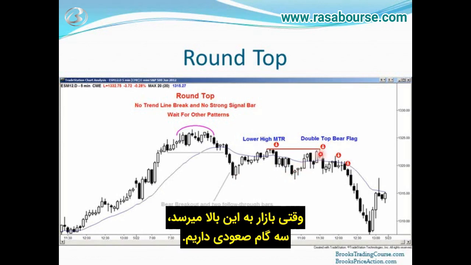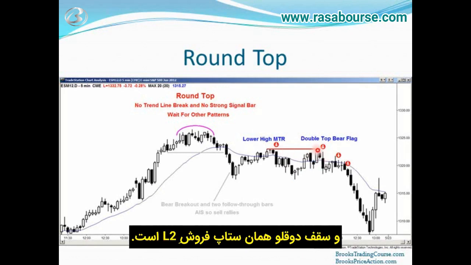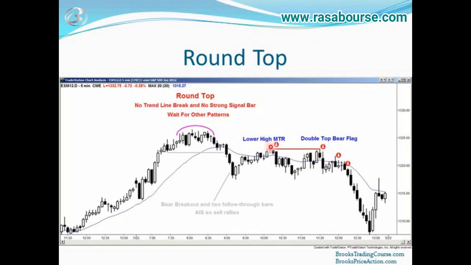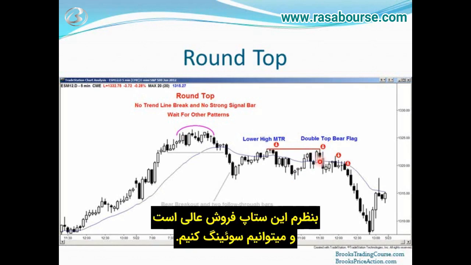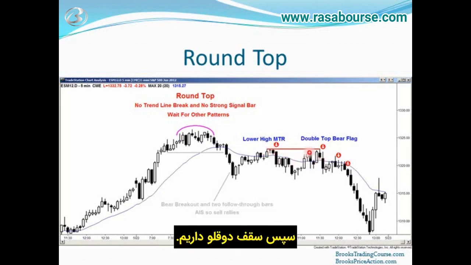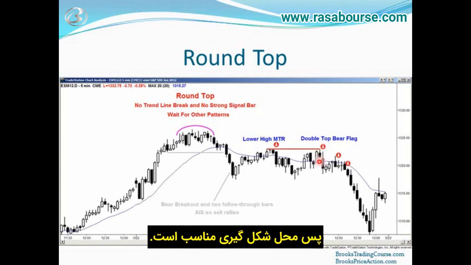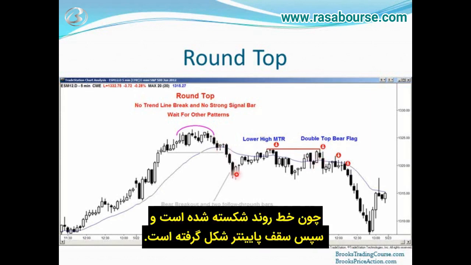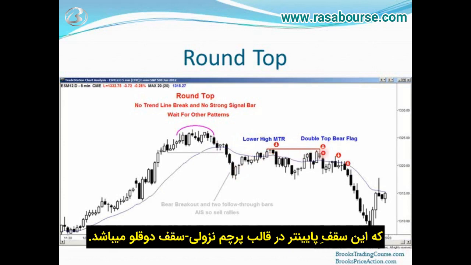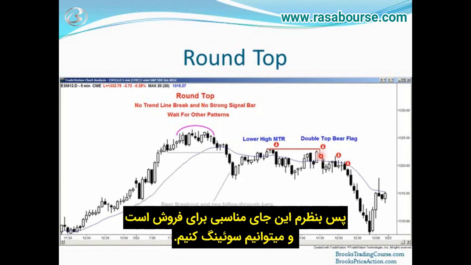When the market comes up here, three pushes up, 1, 2, 3, or simply a low two short, it's a double top. Every double top is a low two short. We have a very strong bear reversal bar. I think this is an excellent setup for a swing short. We have a lower high major trend reversal and then a double top. Remember, a lot of lower high major trend reversals have a second top to them, and we have a very strong signal bar. So the context is good, a trend line break and a lower high, and the lower high is in the form of a double top bear flag and a very strong signal bar. So I think that's a good swing short.